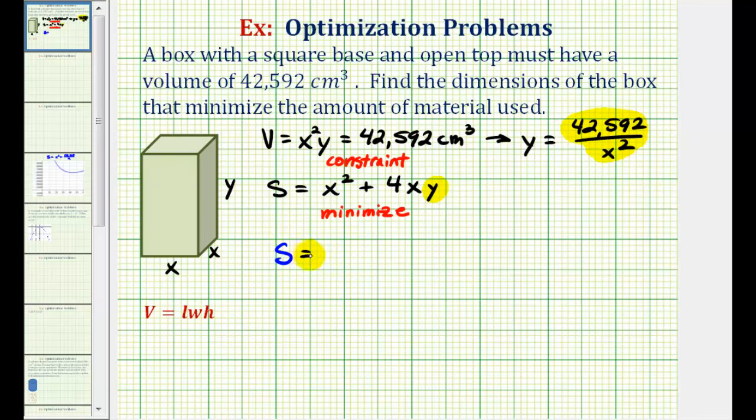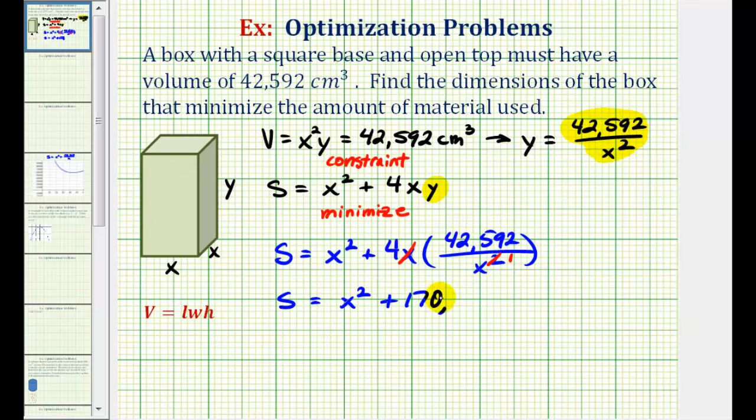So we'd have S equals x squared plus 4x times this quotient here, 42,592 divided by x squared. Let's go ahead and simplify this. If we take a look at the x's, one factor of x will simplify out. This would simplify to 1. This would simplify to x to the first. And 4 times 42,592 is 170,368. And if we move this x to the first up to the numerator, it would be x to the power of negative 1.